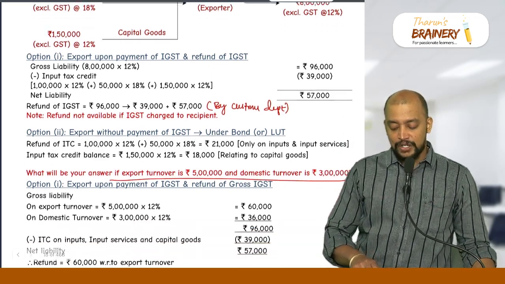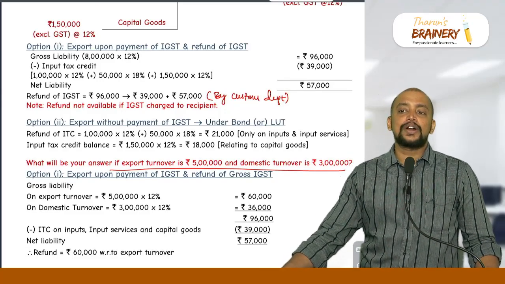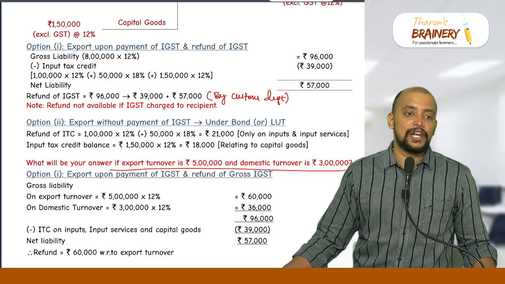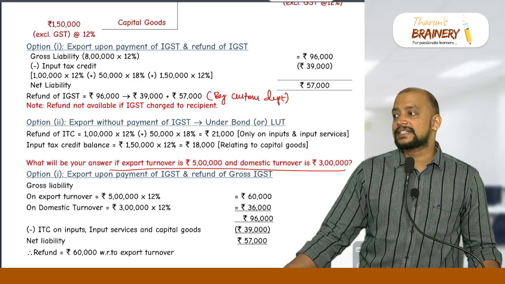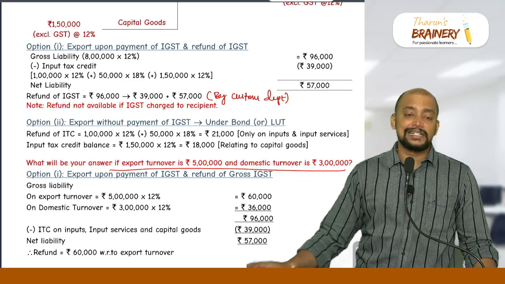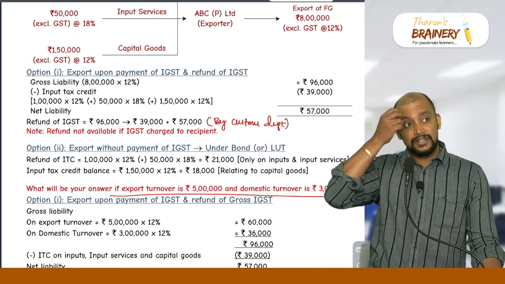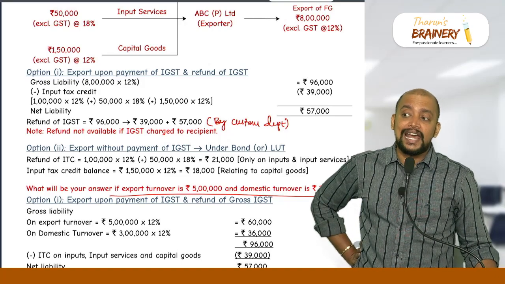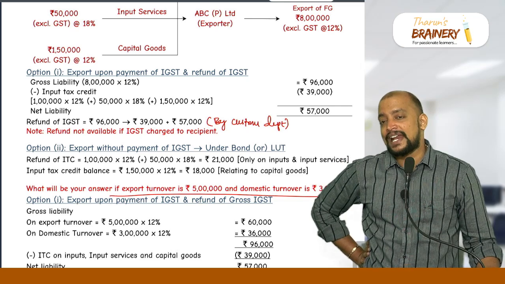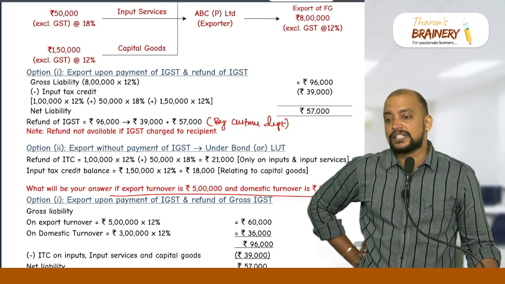What is the domestic turnover, boss? 3 lakhs. 3 lakhs into what is the rate? Same rate, 12%. 3 lakhs into 12%, outer column 36,000. Then next, export turnover, exports. What is the export turnover? 5 lakhs. And which option it is? Payment of GST. So therefore 5 lakhs into 12%, 60,000. So total 96,000, no change.